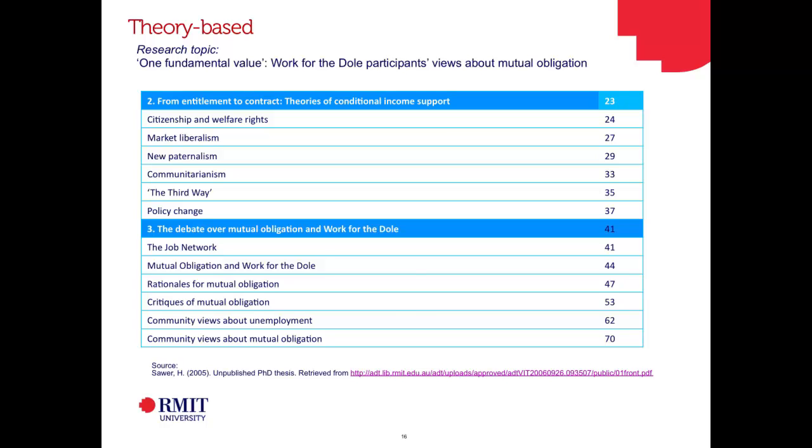Here's a literature review that moves from a chapter outlining theoretical perspectives on the general topic of income support to a chapter on one particular form of income support, work for the dole. It's an interesting review that makes a link between theories guiding policy and community perceptions. It moves from the abstract to the applied, which is the focus of the research according to the title, Work for the Dole: Participant Views about Mutual Obligation.